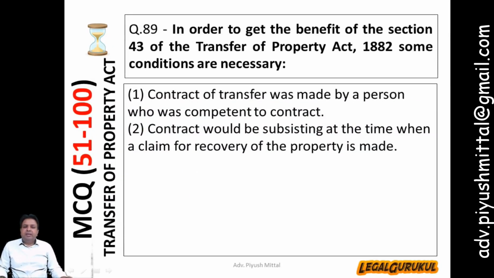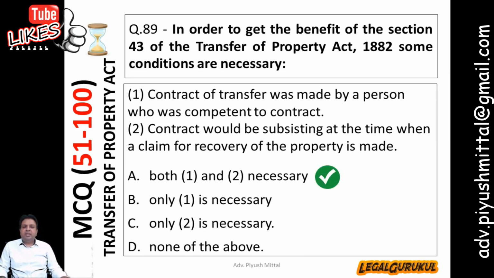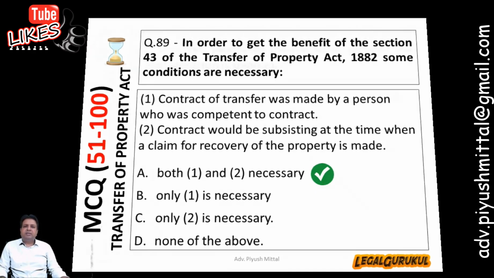Question number 89. In order to get the benefit of Section 43 of the TPA, some conditions are necessary. First, contract of transfer was made by a person who was competent to contract. Second, contract would be subsisting at the time when a claim for recovery of the property is made. Option A, both 1 and 2 are necessary. B, only 1 is necessary. C, only 2 is necessary. D, none of the above. And the correct answer is A, both 1 and 2 are necessary.